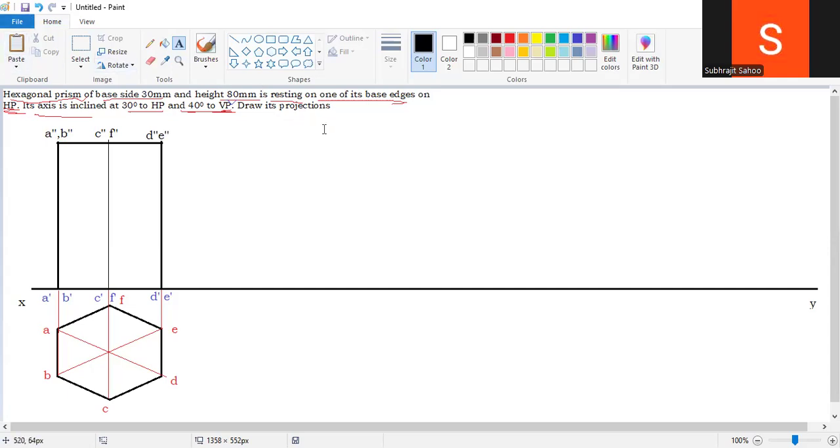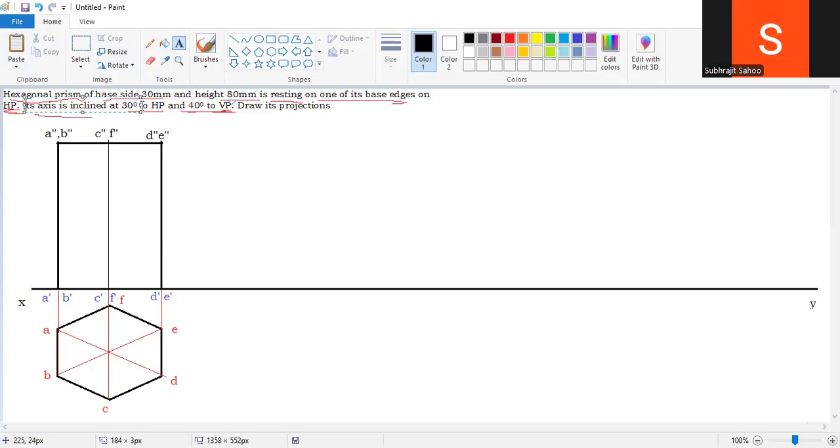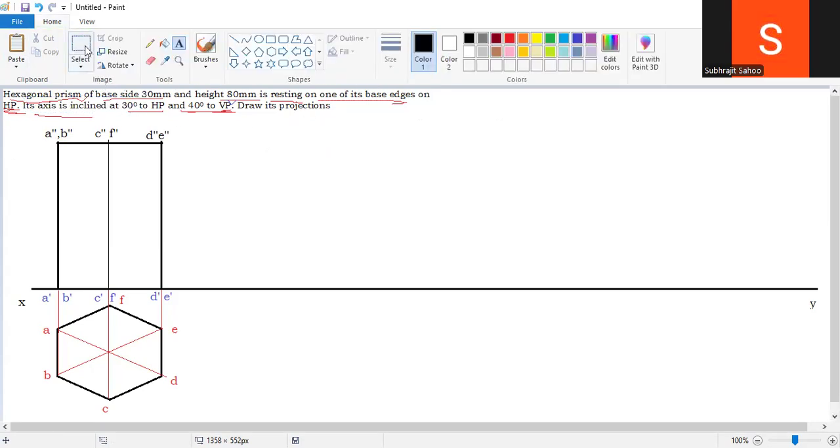Sir, what is the next step? Height is 80 mm, resting on its base edge on HP. Its axis is inclined at 30 degrees. Mark this question, very important here. Its axis is inclined at 30 degrees.